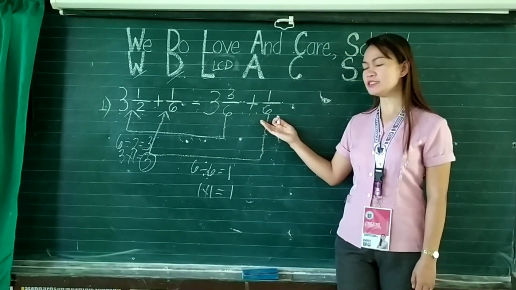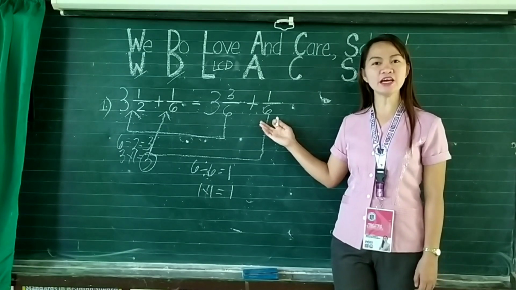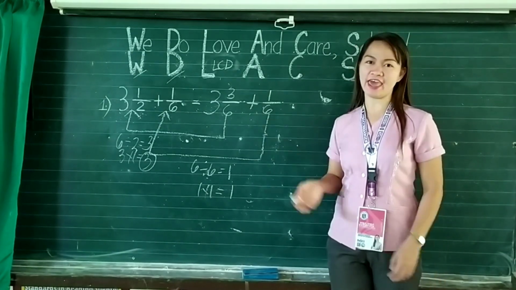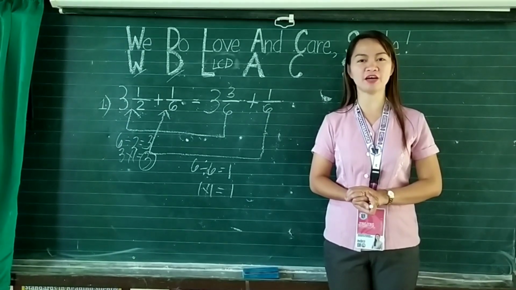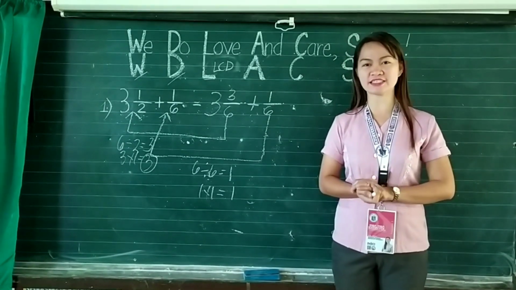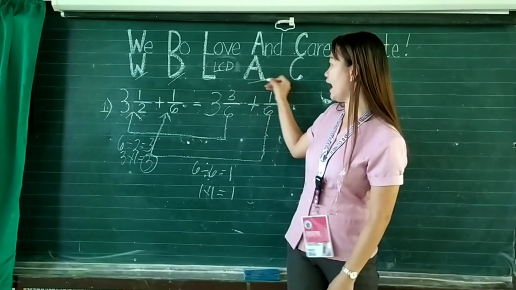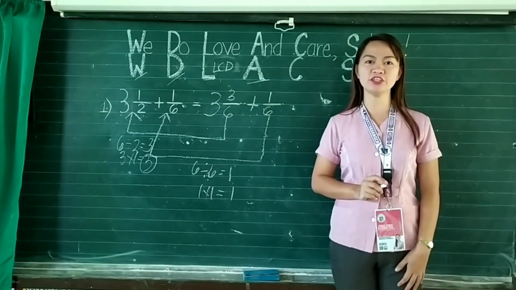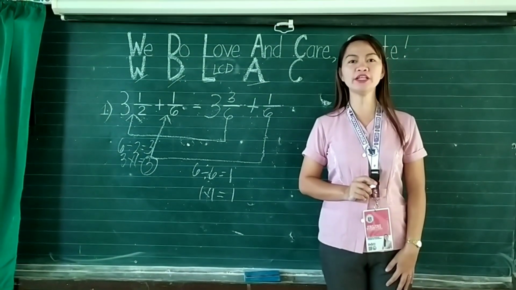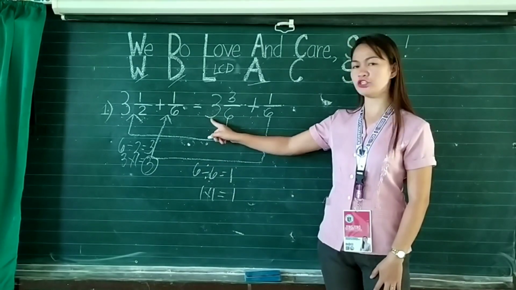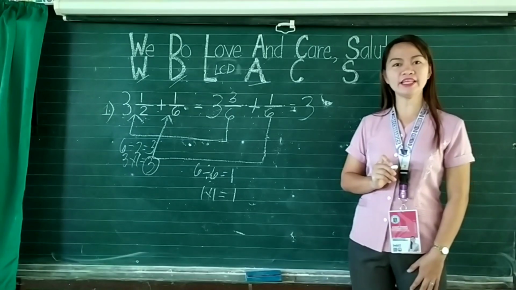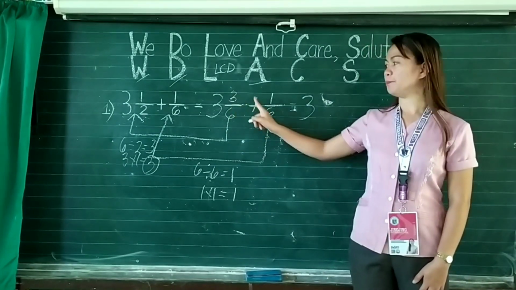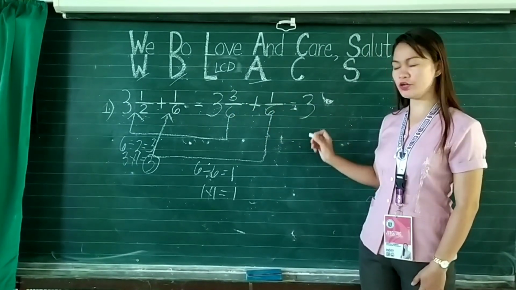Let's try to look at these new fractions. Are they now similar fractions? Yes. Why do you say so? Because they have the same denominator. So what's the next thing to do? We're going to add the whole numbers and the numerators. Since we only have one whole number here, which is 3, we write 3. Add the numerators. 3 plus 1 is equal to 4.